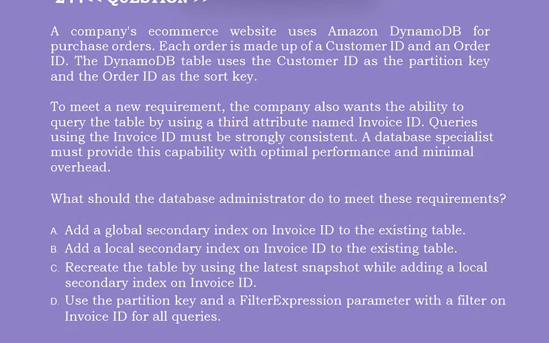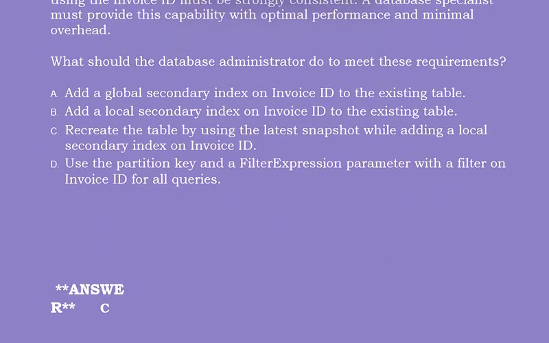Option A, add a global secondary index on invoice ID to the existing table. Option B, add a local secondary index on invoice ID to the existing table. Option C, recreate the table by using the latest snapshot while adding a local secondary index on invoice ID. Option D, use the partition key and a filter expression parameter with a filter on invoice ID for all queries. Correct answer is option C.